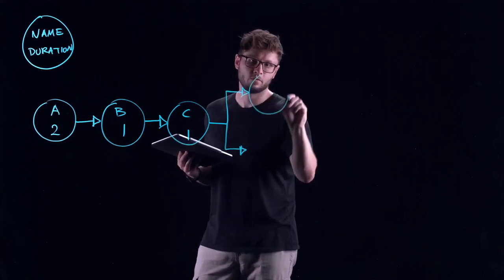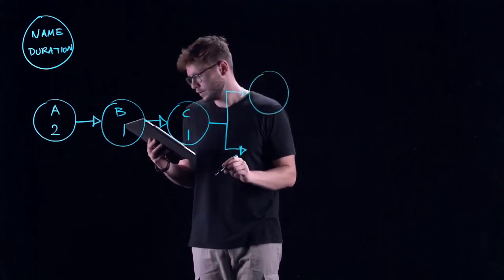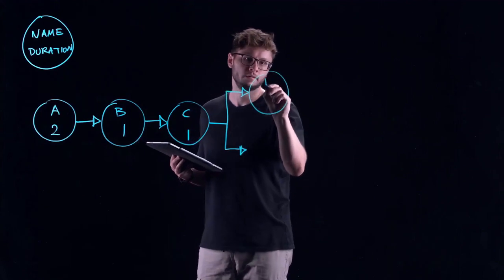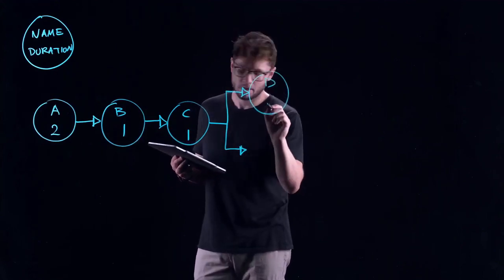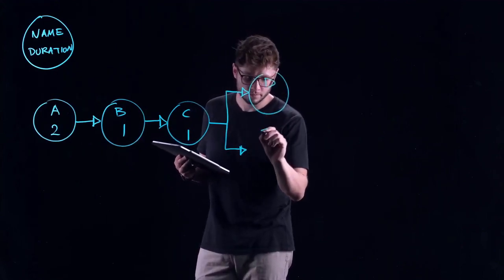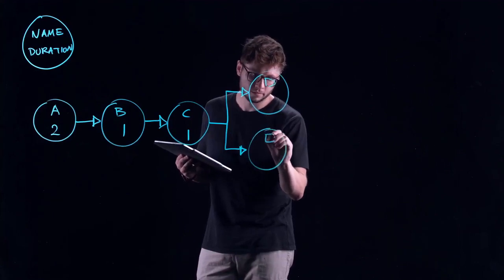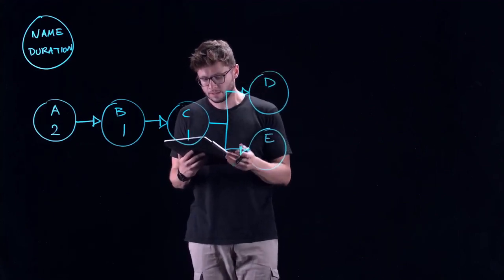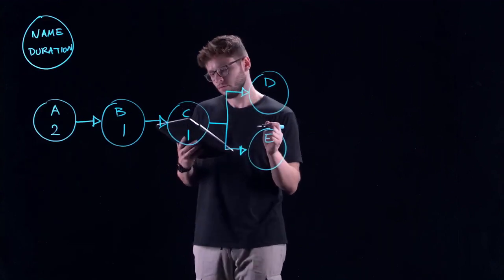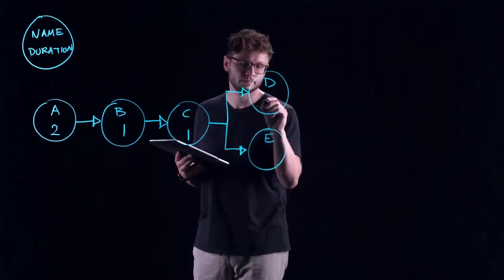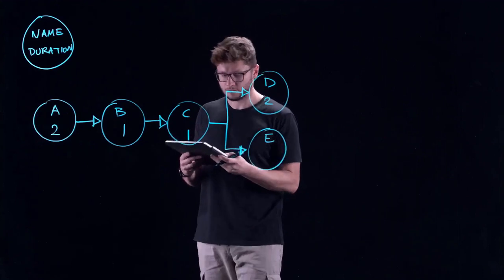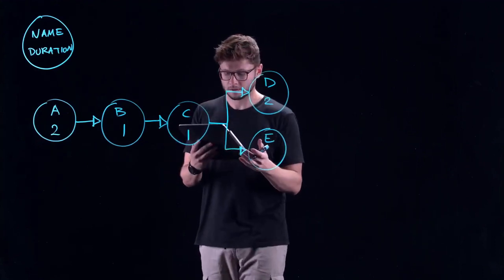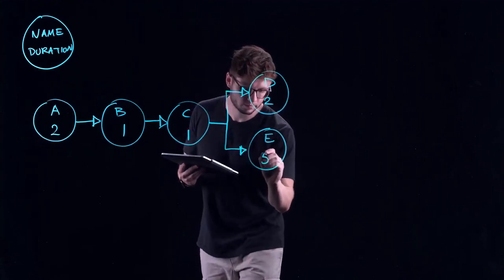And we're going to have one node for D and one node for E. Now, activity D takes 2 weeks to complete, and activity E takes 5 weeks to complete.